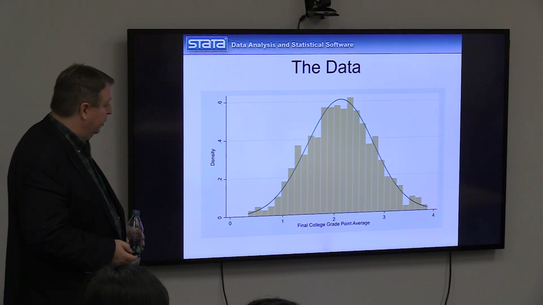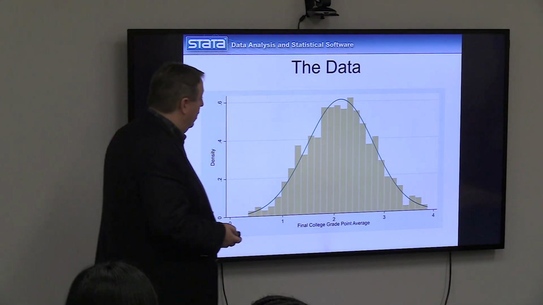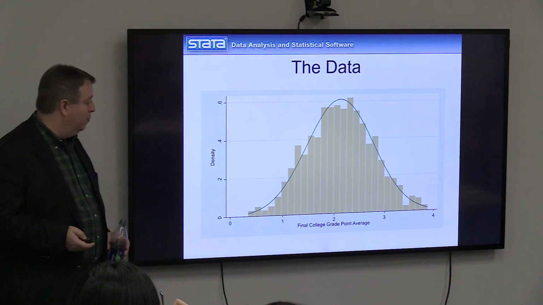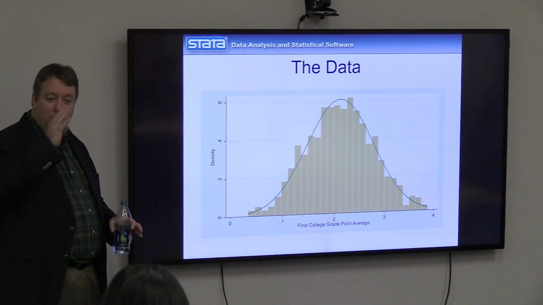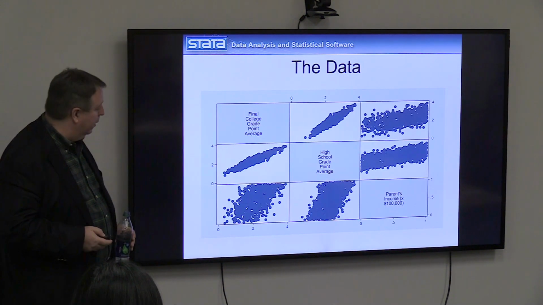Has a nice, freakishly normal distribution, which is a first clue that it's fake data, because real data doesn't look like that. But anyway, so this is GPA. It has a nice hump-shaped distribution with a mean just north of 2 there somewhere.